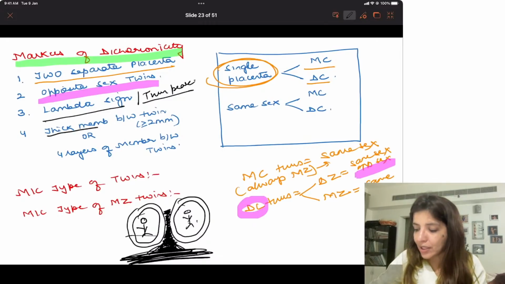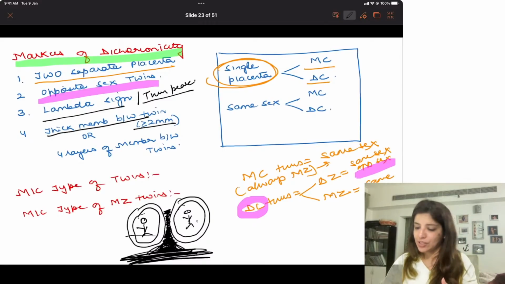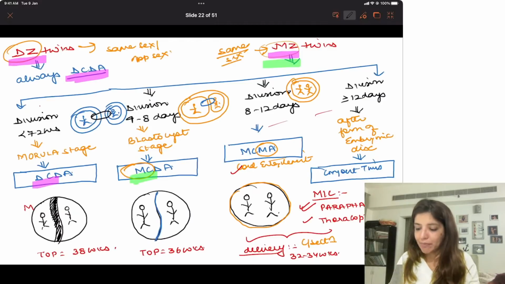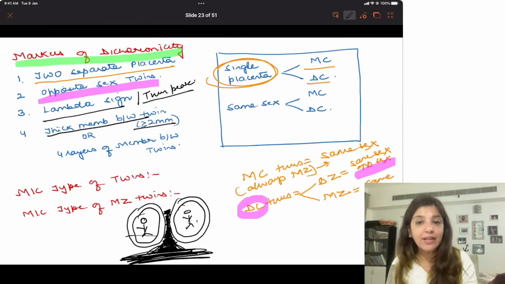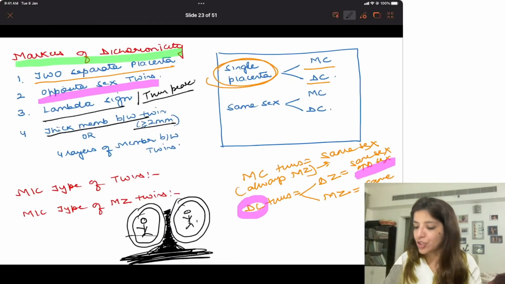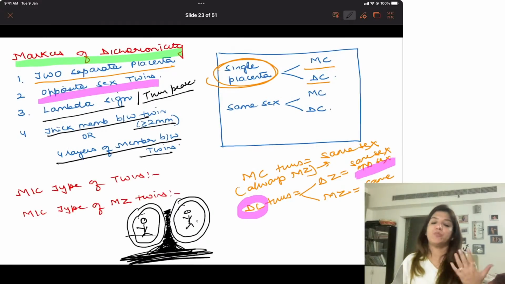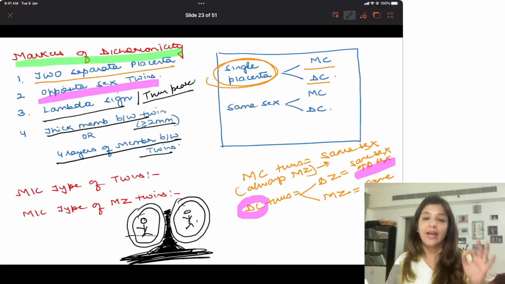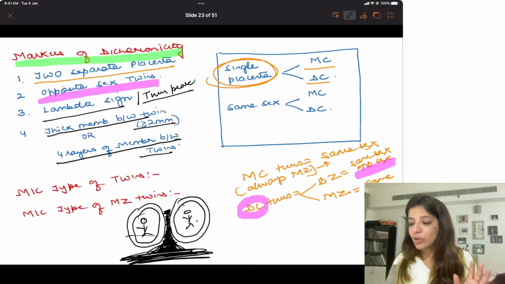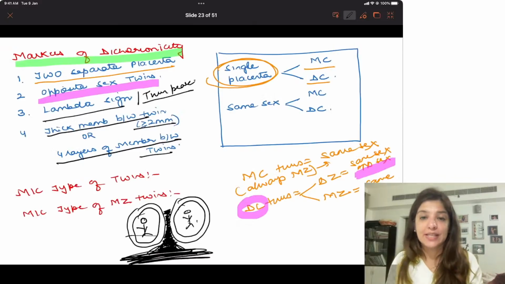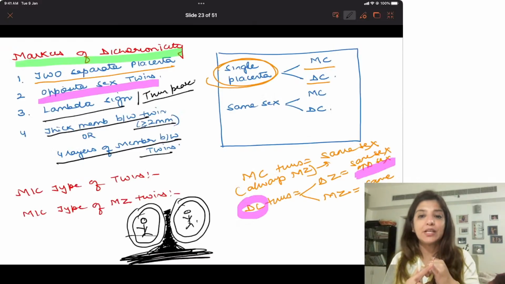If you are getting thick membranes between the twins, just now I told you, how thick? More than 2 millimeters thick, then it is dichorionic. Or if your question says 4 layers of membranes between the twins, then it is dichorionic, right? So the markers of dichorionicity are two separate placentas, opposite sex twins, thick membranes, 4 layers of membranes, or twin peak sign or lambda sign.